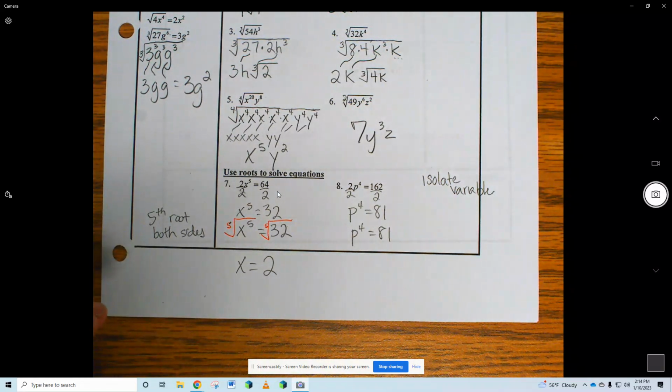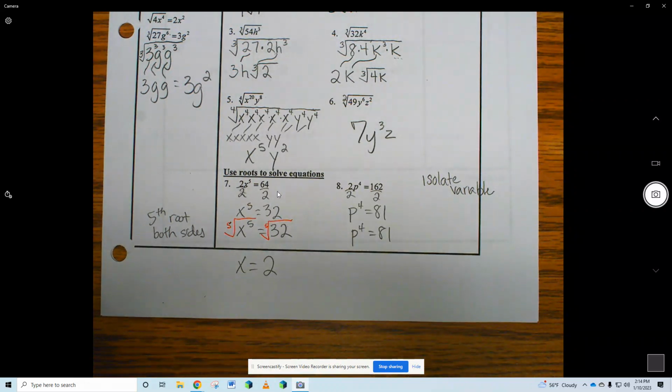How am I going to get rid of the power of 4? New volunteers always. I don't want to hear from the same people over and over. You've already helped me.